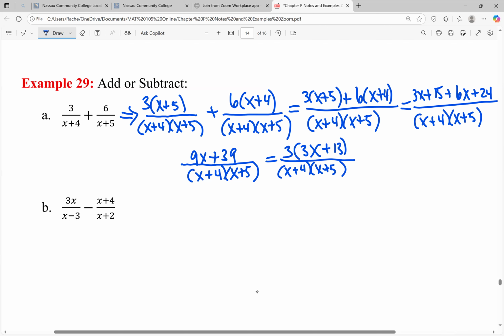So this would be my final answer. So we really can't simplify this any further. So we have 3 times 3x plus 13 divided by x plus 4 times x plus 5. We could have also left it as 9x plus 39 in the numerator. That's fine also, because it really didn't make a difference. We weren't able to use the factored form to simplify.